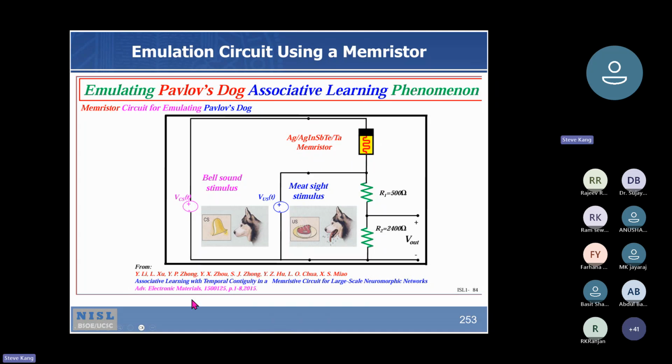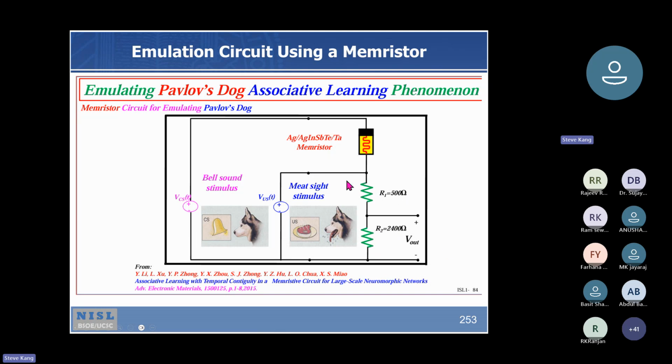So this paper was published in 2015 by Lee et al. He has some training signals, a meal signal and the bell sound signal, applied to a memristor like here. And then he has a split R1 and R2, and then this is the output.